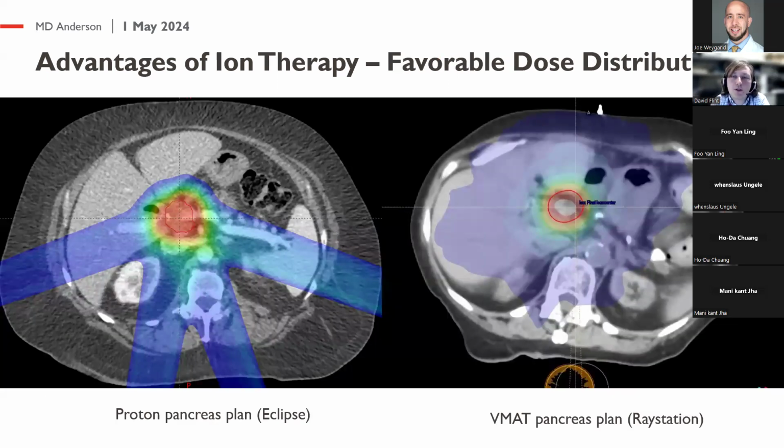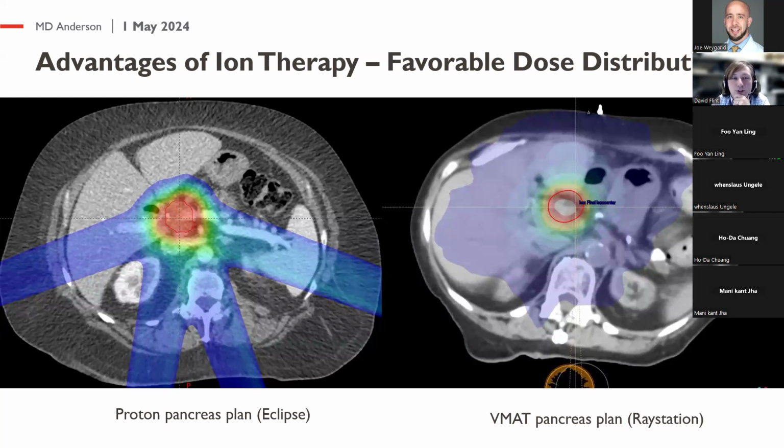And so here's what that looks like in the context of a patient treatment plan. Here there are two images of pancreas patients. On the left, you have one treated with protons, and on the right, you have one treated with VMAT photons. The main thing to take away here is that by choosing to treat with ions instead of X-rays, you're sparing this huge low dose bath all around the patient.